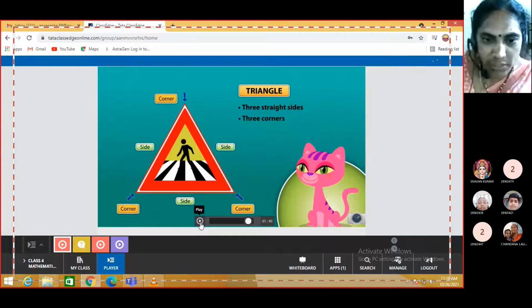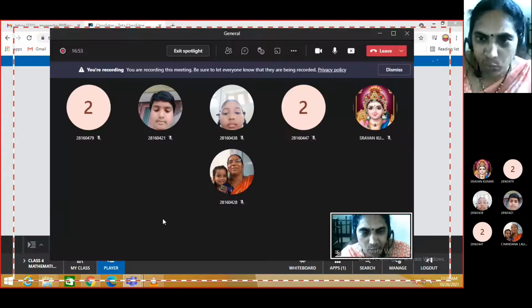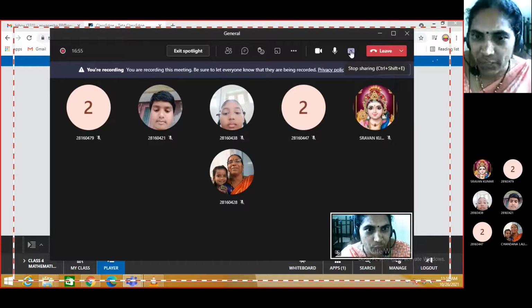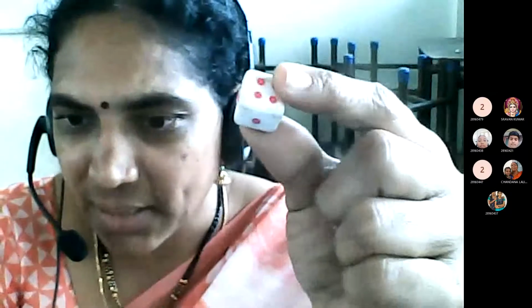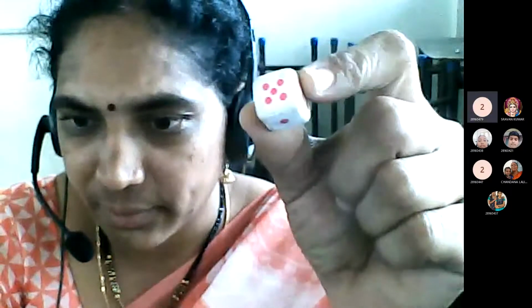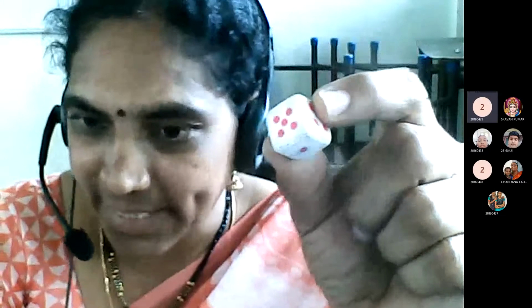Now let us move on with the solid figures. We all love to play snake and ladder game. Pranav, what all things we need to play snake and ladder game? We use snake and ladders, both dice and coins. Yes, we use snake and ladder board, dice and coins. Pranav, what is this? It is a dice, ma'am. Yes, it is a dice.